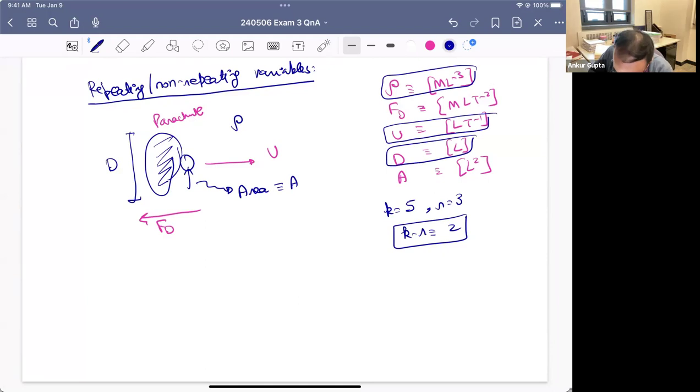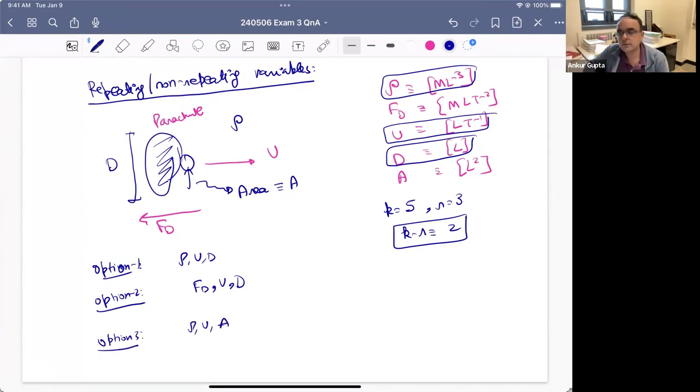Other options: option 1 is rho, U, D. Option 2 could be, let's say, FD, U, and D. Okay, you can also say option 3, rho, U, A. That's also fine. So you can use this or FD, and all of these are FDUA. That is also fine. But we can use this one.